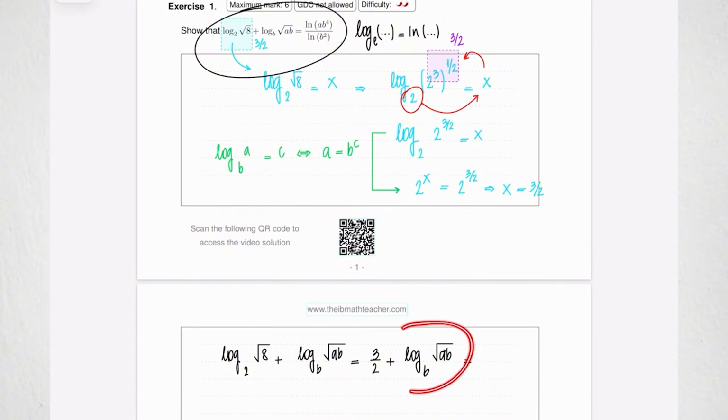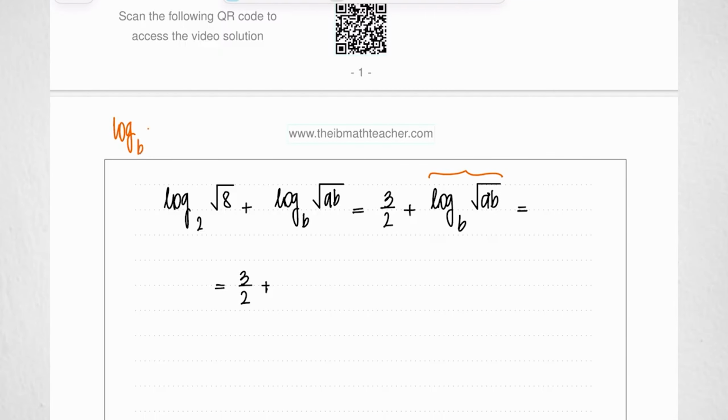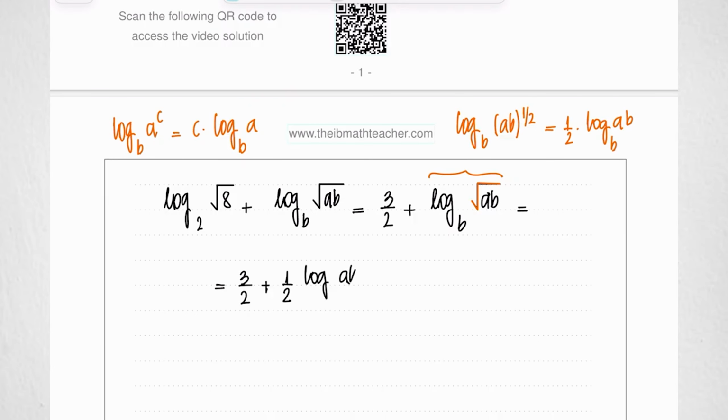One of the things that we can do over here in order to see this process of going from the left hand side to the right hand side is to use firstly the following property. When we have log a to the c base b, we can drop the c. So this is the exponent property of a log. So we have over here the root of AB, which by the way, it is the same as AB to the half. So this is equal to 1 over 2 log of AB base B. So we have 3 over 2 plus 1 over 2 log AB base B.